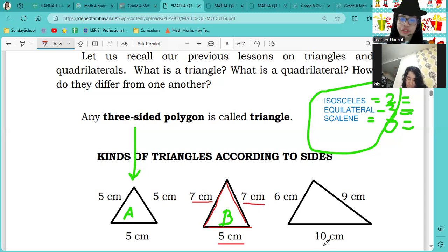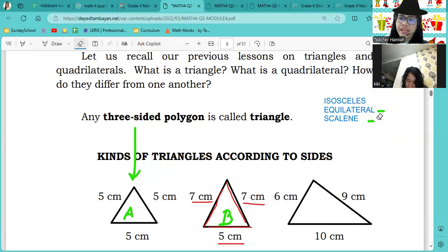Quadrilateral. Huh? Triangle? Quadrilateral is not a triangle. Isosceles. You're guessing, Michaela. Don't guess. Remember, when we say isosceles triangle, how many equal sides? 3 or 4. A triangle has only 3 sides, no 4. How many equal sides, isosceles?